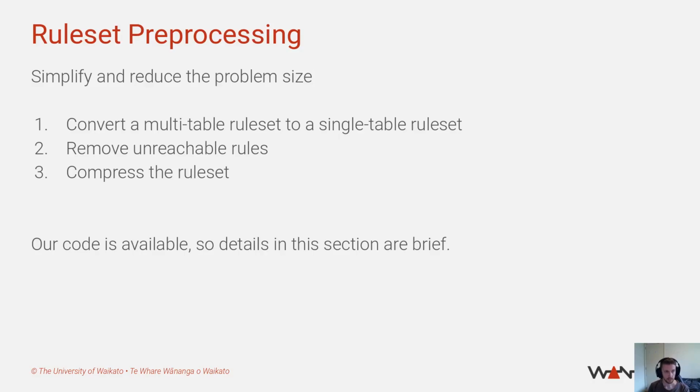The pre-processing is to try and simplify and reduce the size of the problem. And we have three steps. We convert the multi-table input rule set down to a single table. We remove all unreachable rules, and then we compress the rule set.